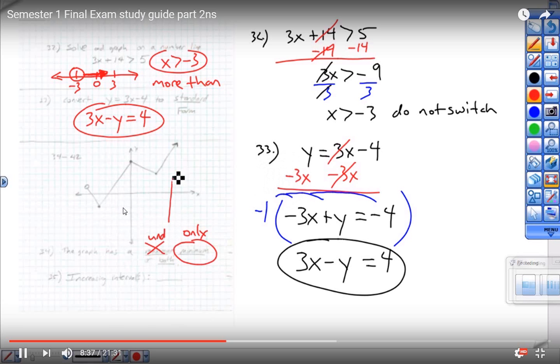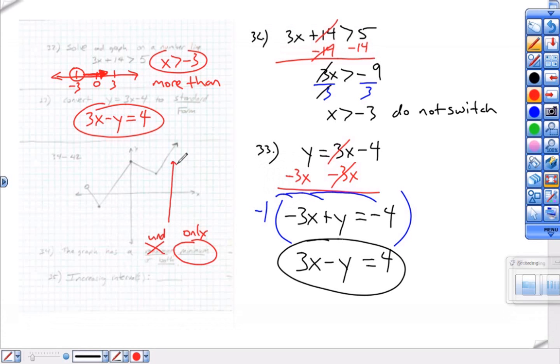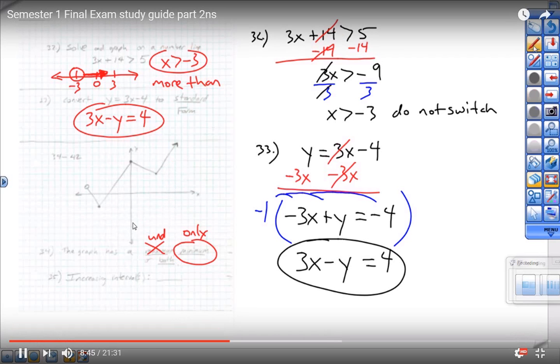For increasing intervals, I'm looking to see where that graph increases from left to right. And what I mean by that, when you're coming from left to right, where you go uphill is where the graph is increasing. So for this graph, I'm increasing from left to right, right here in this section, and then right here in this section. I'm decreasing when coming from left to right, and I go downhill.